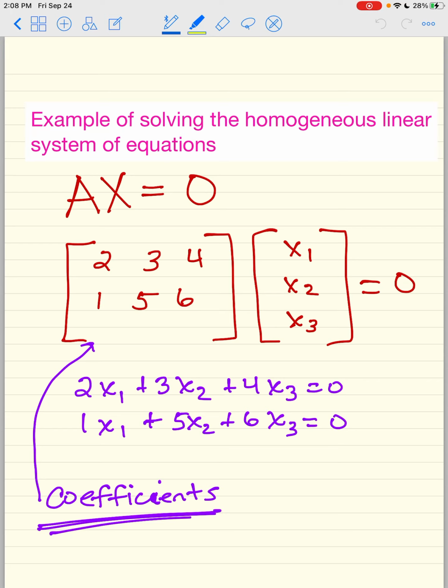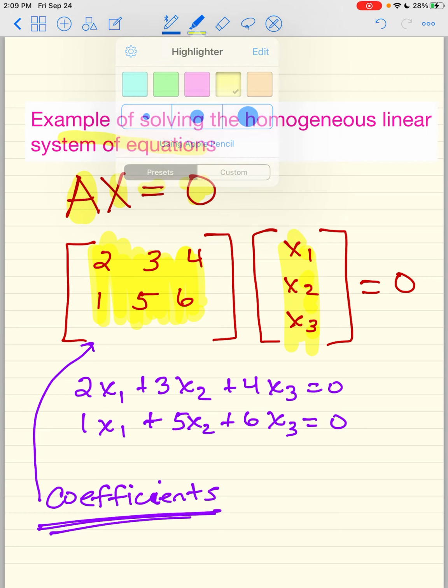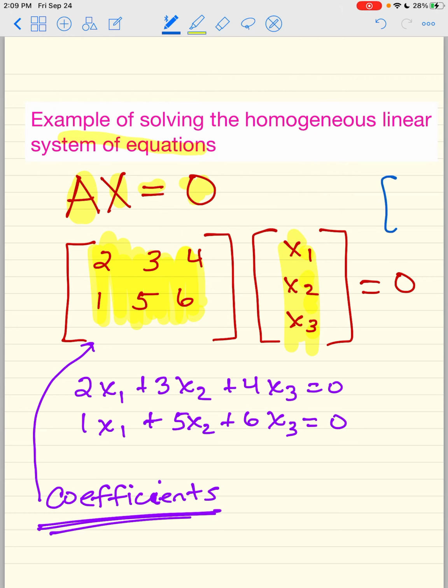We're going to learn about this sort of format in chapter 2, but it's pretty simple. Example of solving the homogeneous linear system of equations. A is the list of coefficients, okay? X is just the variables, and equals 0 is basically, you can rewrite this as a bunch of zeros, okay? And this is what it means to be a homogeneous linear system of equations.